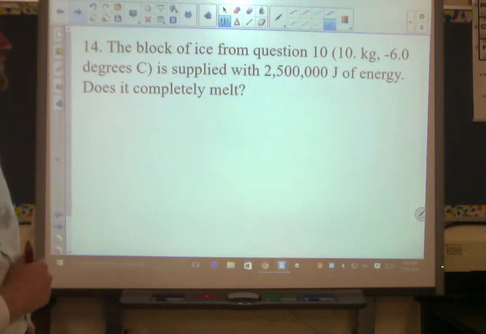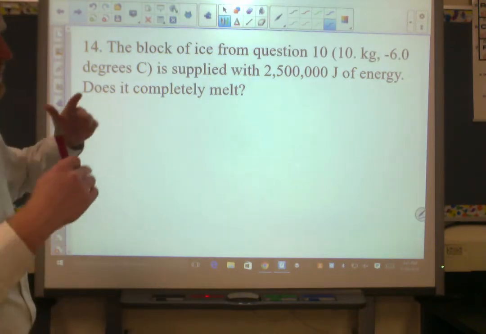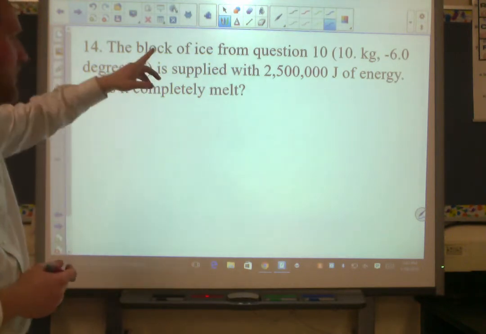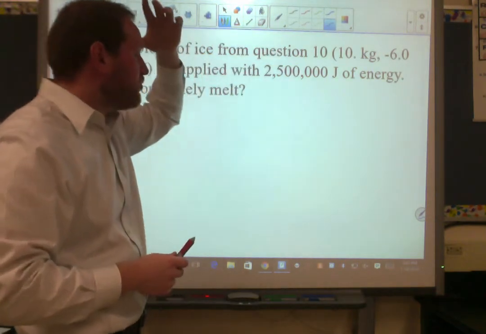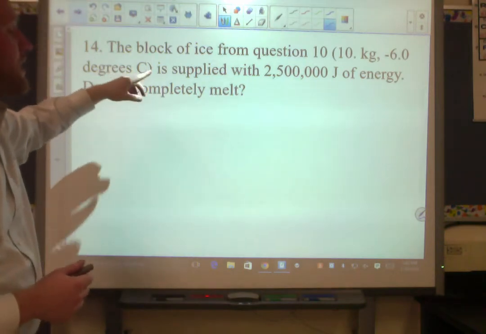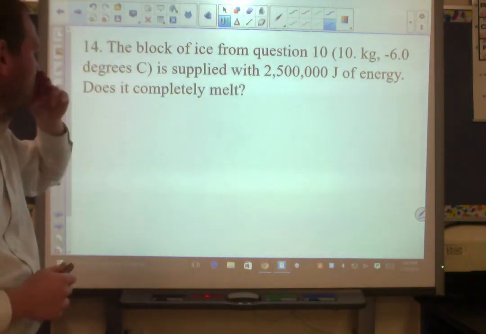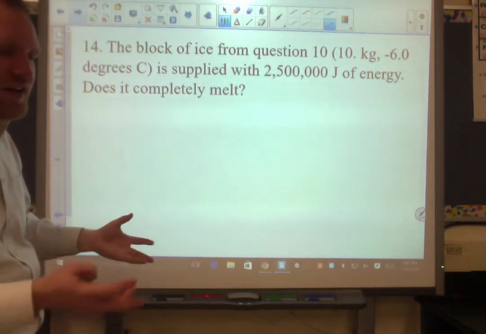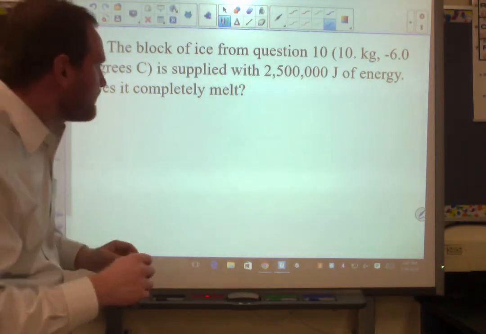The block of ice from question 10, and I believe there was a typo on here because I synthesized two worksheets into one and I forgot the numbering. But anyway, we want to go from question 10. So it's 10 kilograms. It ends up at -6. It's supplied with this much energy. Does it completely melt? So this is going to be another one of those problems where we find the energy and then we subtract it and see how much we have left.